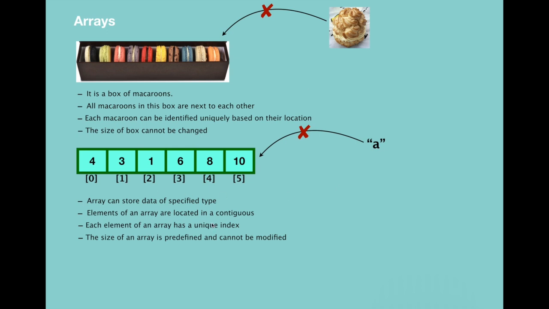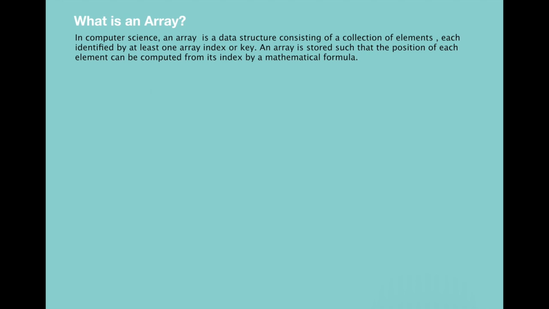This is the biggest limitation of array. So these are all the properties of array. As you see, it is somehow similar to the properties of this box over here. Hopefully you now have a picture of array, what it looks like. Now let's see what the definition of an array is in computer science.